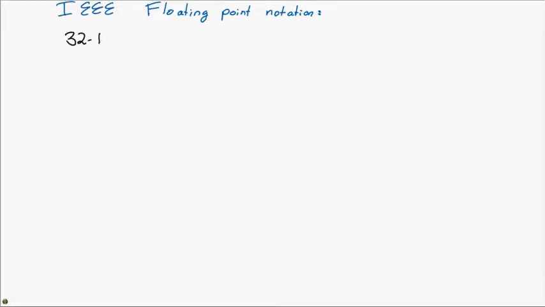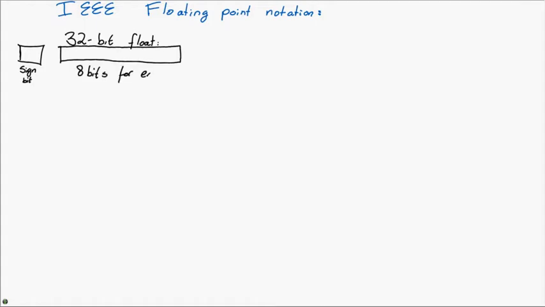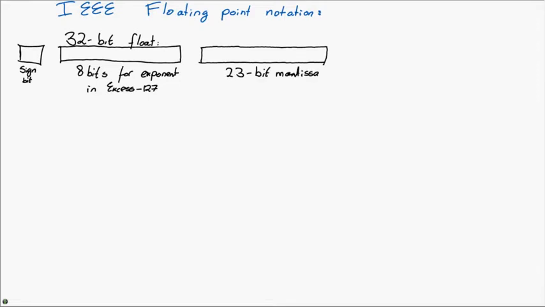IEEE defines a 32-bit floating point standard for this, with the first bit being a sign bit. Similar to how we've seen it before, 0 is positive, 1 is negative. Then we get 8 bits for the exponent in excess-127 notation. We'll take a look at what this means later. And then we have a 23-bit so-called mantissa. Now let's first take a look at how we would generally represent a float in binary.